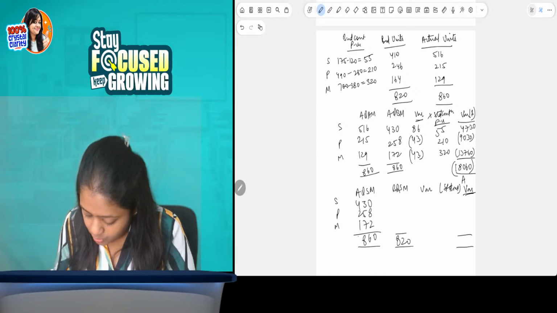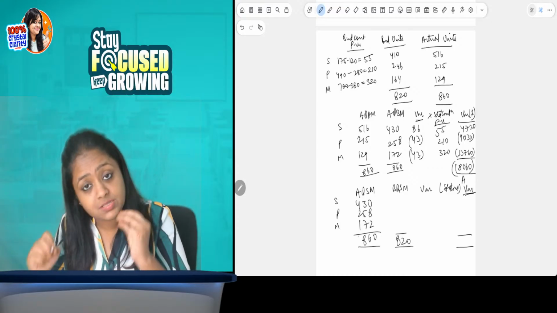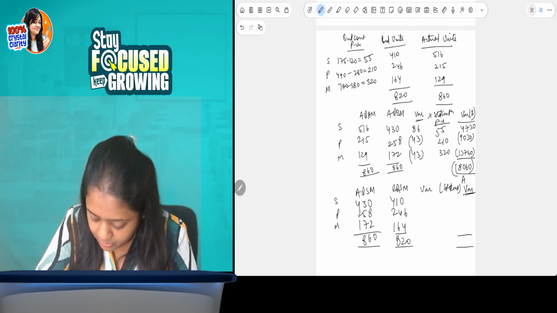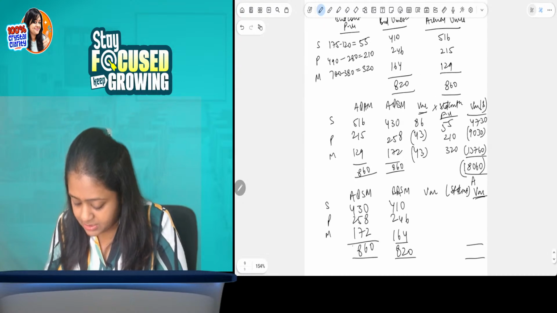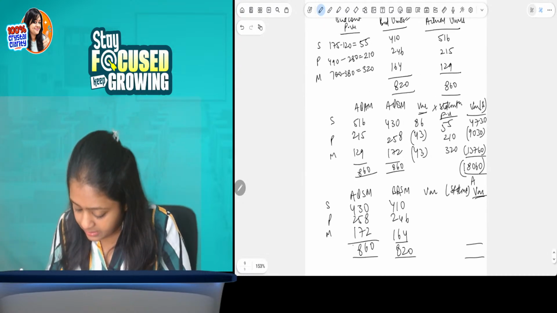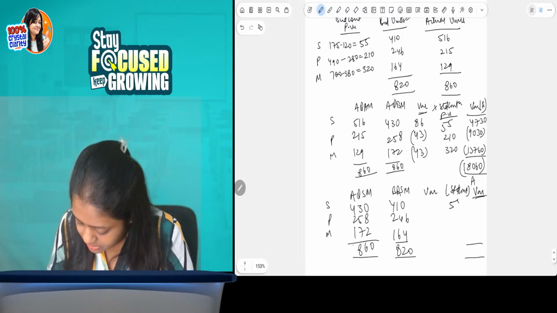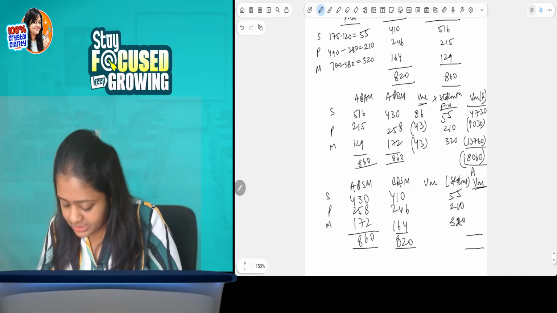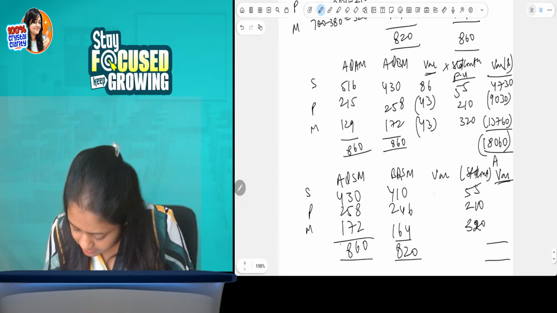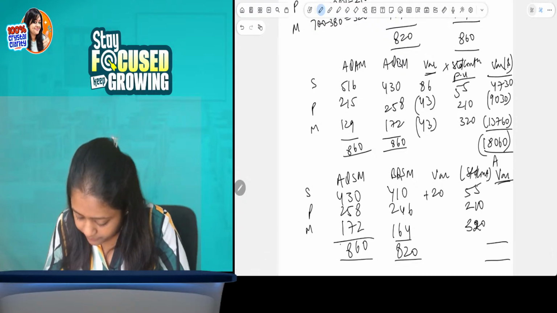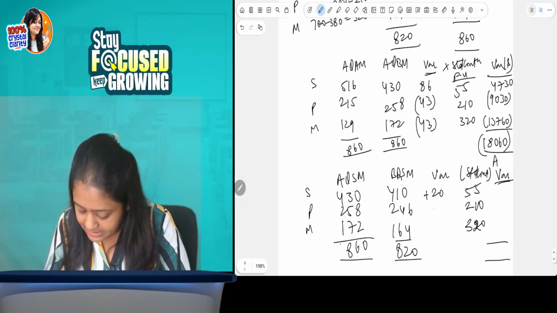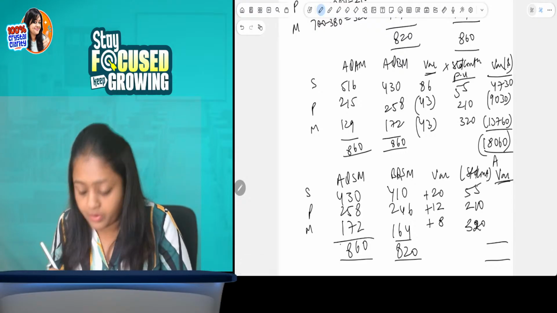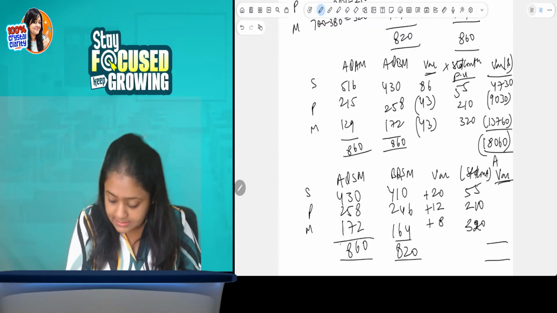And here it was 820. Figure is already given to you. Use the same data, which is 410, 246 and 164. I'm using this data, right? This is budgeted quantity in standard mix. Get the variance and multiply with standard contribution, same 55, 210 and 320. Okay, let's fill in the table. So what is the variance here? 20, it is positive. And 258 minus 46 is 12, again positive. And here 8, positive. Multiply it and get your answer.